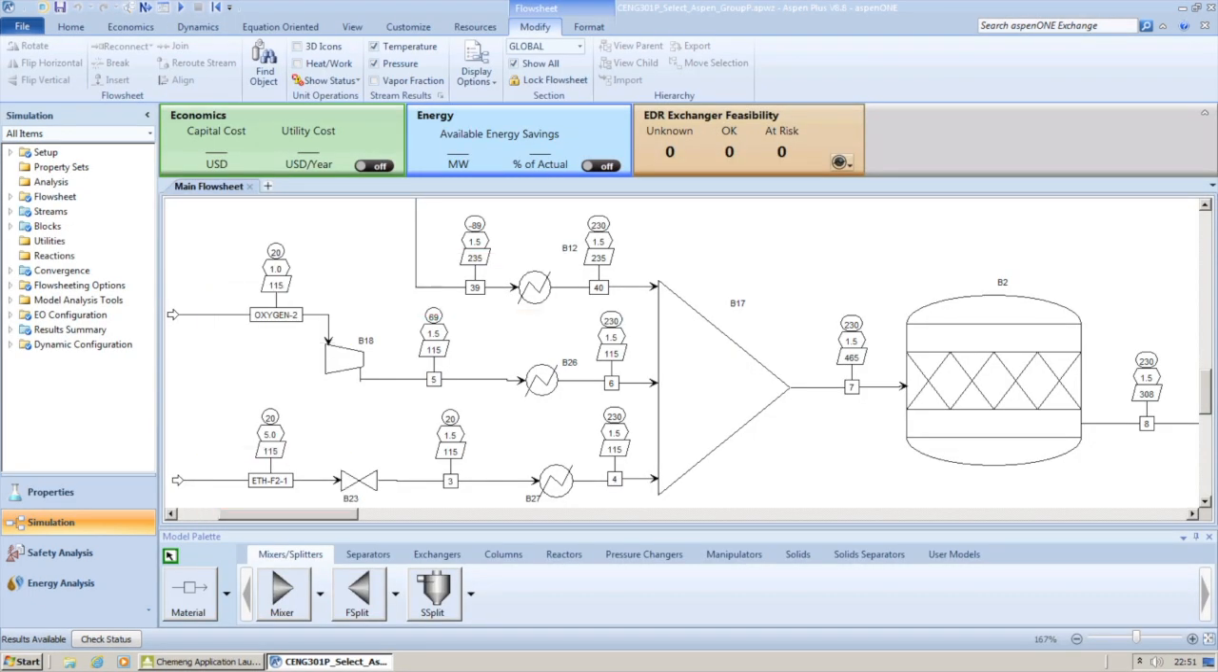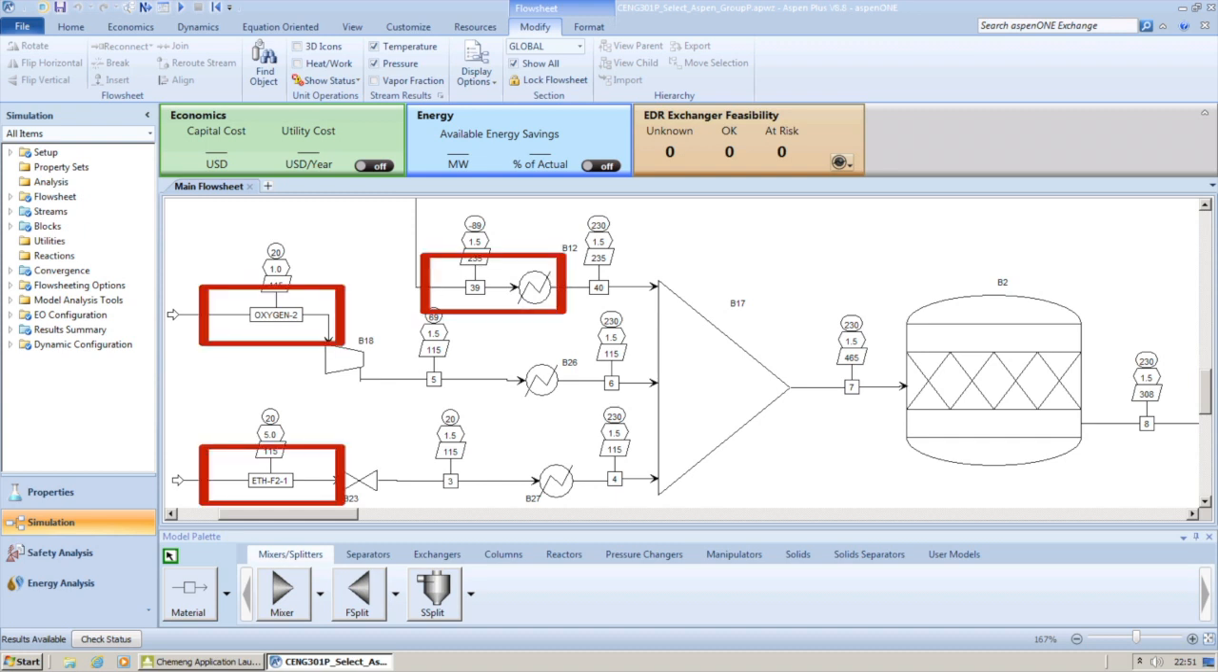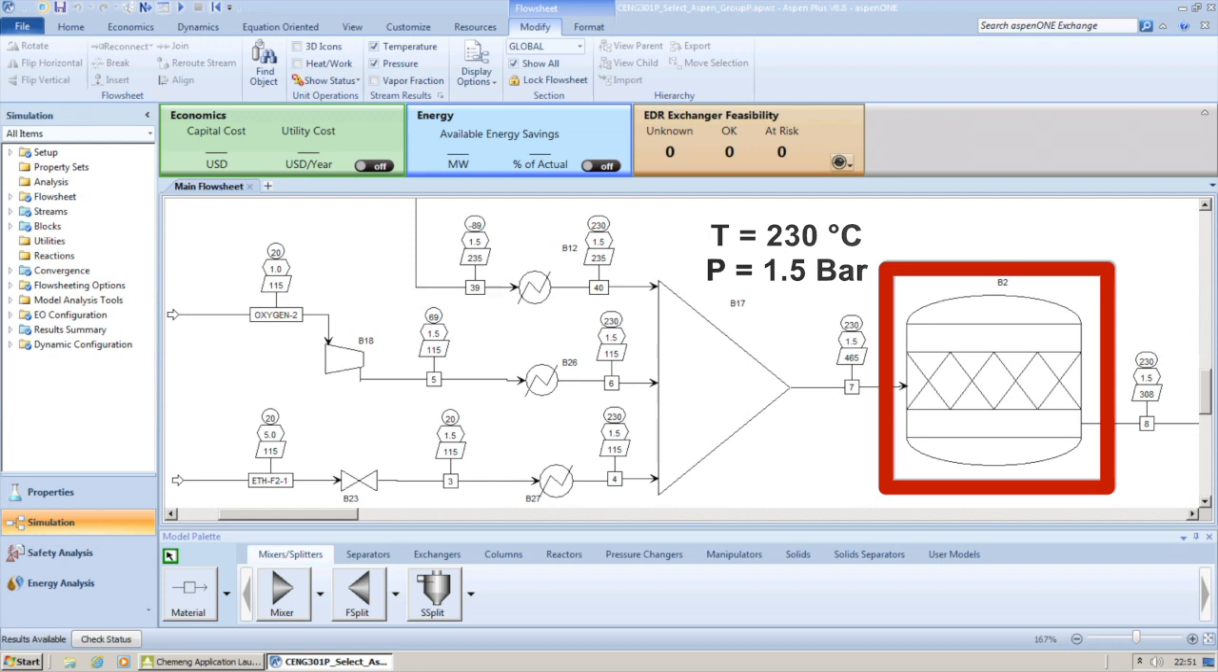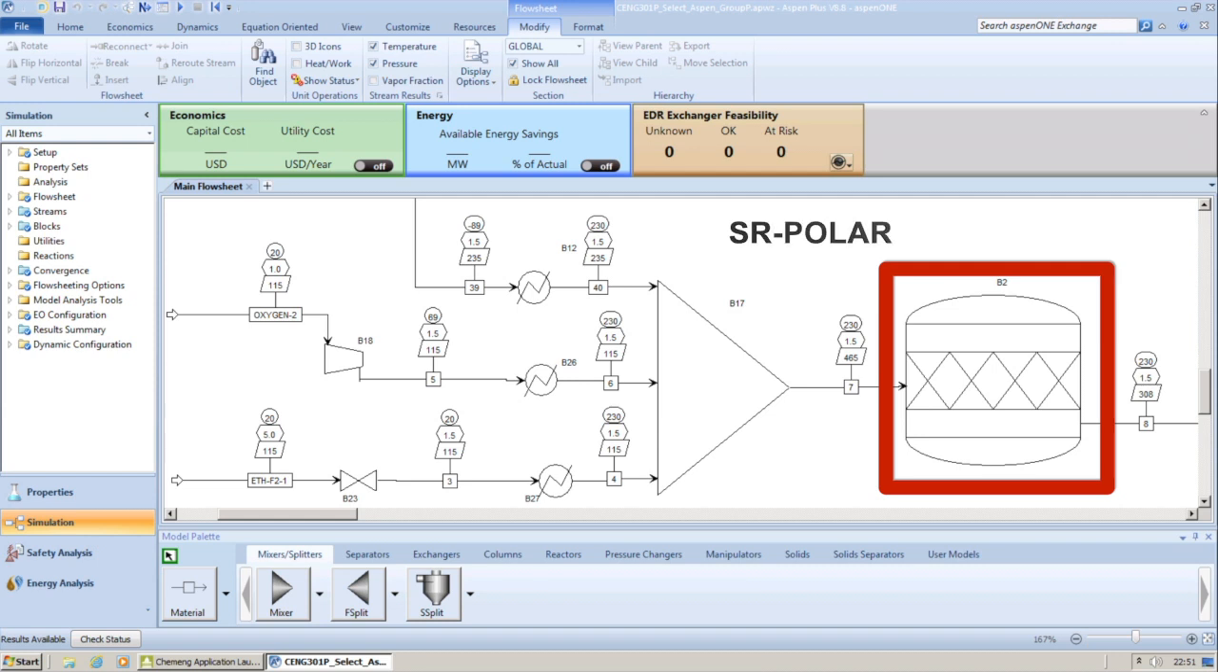In oxychlorination, feedstock ethylene and oxygen are reacted with recycled HCl. The main product formed is EDC, however due to side reactions, water, CO2 and TCE are also produced. The reactor operates at 230 degrees Celsius and 1.5 bar. The thermodynamic model chosen for this was SR polar. This is used in ideal mixture systems with non-polar and mildly polar compounds.